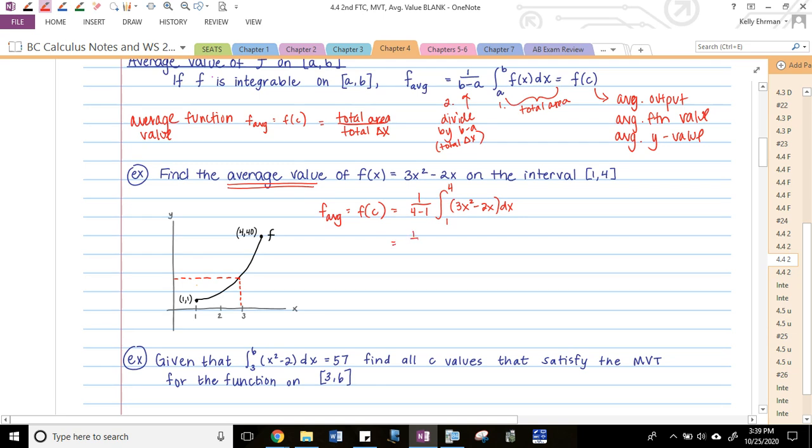Let's work on this. 1/3 times what? 3 times x cubed over 3 is x cubed. Minus 2 times x squared over 2 is minus x squared. Evaluate from 1 to 4.